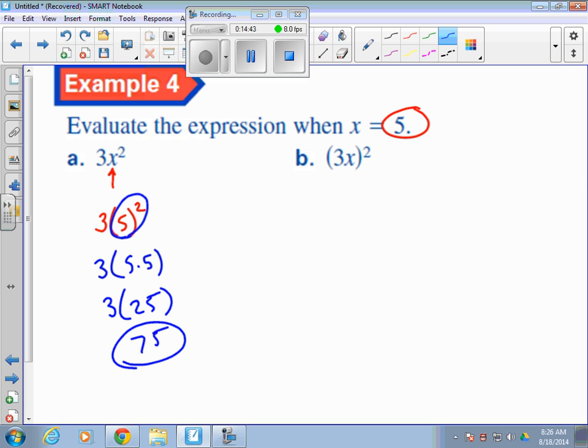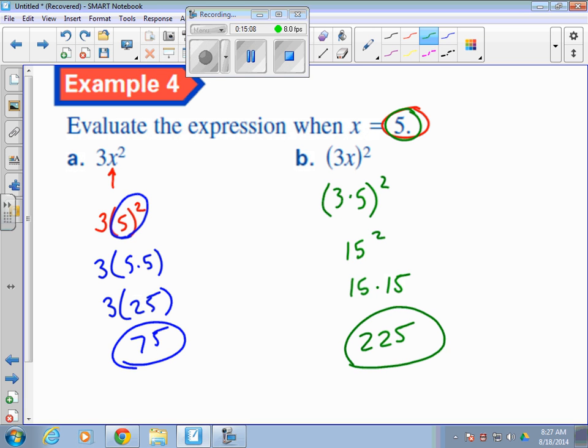B says (3x) squared. Again, you're plugging in that same value, 5, in place of x. So 3 times 5, it acts like it's in parentheses, squared. I'm not going to write it right here just so we don't have to put brackets. The difference between this one and the other one is that now you've got to do what's inside parentheses first. 3 times 5 is 15, and that's going to be squared, which means 15 times 15, which is 225. 15 times 15 is, in fact, 225.